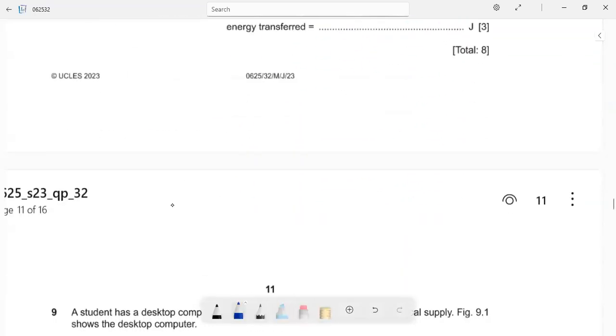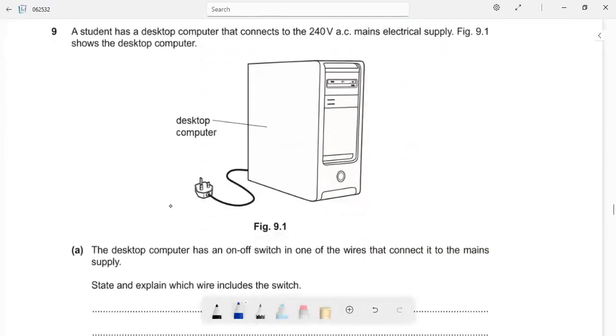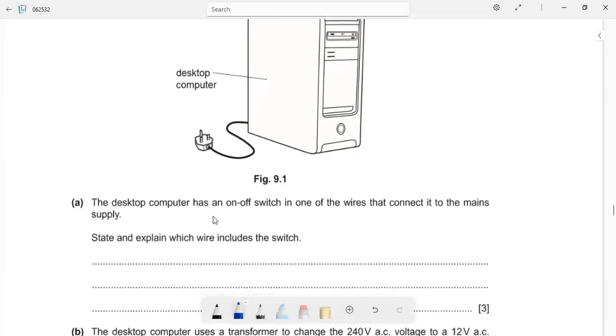Next, a student has a desktop computer that connects to a 240 volt AC mains electrical supply. Figure 9.1 shows the desktop computer. The desktop computer has an on-off switch in one of the wires that connect to the mains supply. State and explain which wire includes the switch.